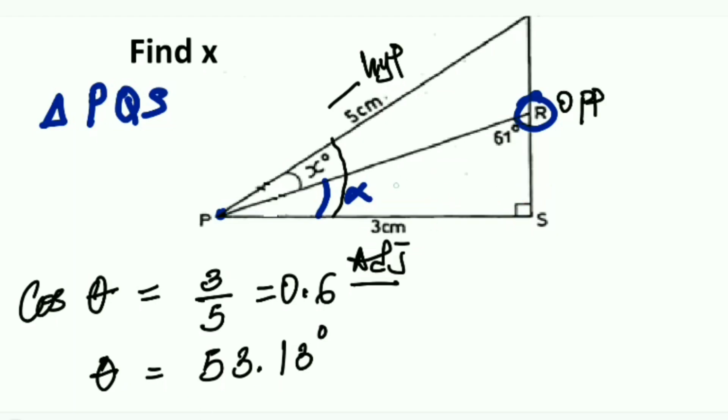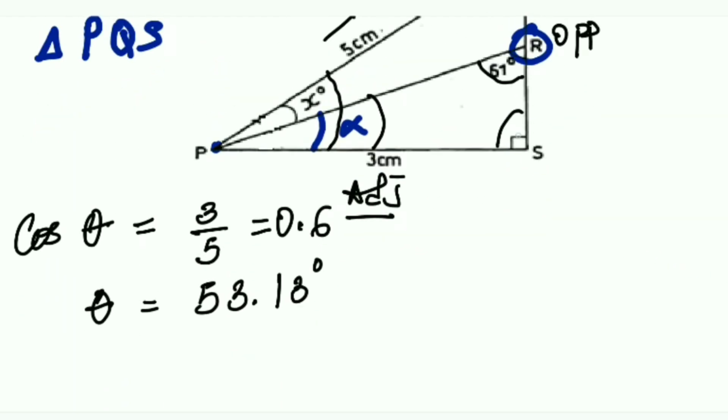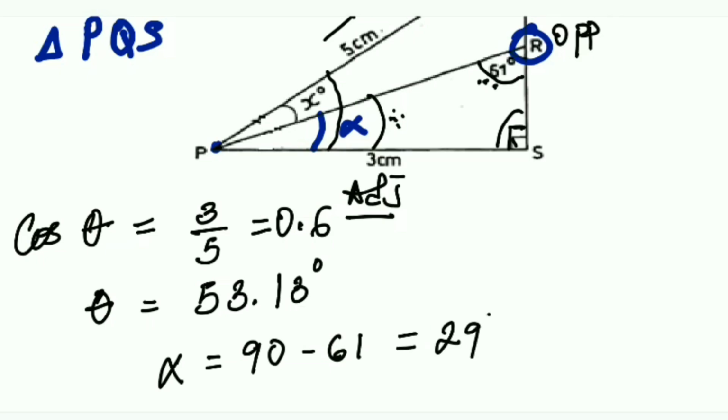Remember that the sum of angles in a triangle is 180 degrees. That is, when you add up this angle plus 61 plus 90, it gives you 180 degrees. So what is alpha? Since this is already 90 degrees, then these other two angles will be complementary. That means they must add up to 90 degrees. So my alpha will be 90 minus 61, or you just say 90 plus 61 plus alpha equals 180 degrees, and you still get the same answer. So my alpha is 29 degrees.